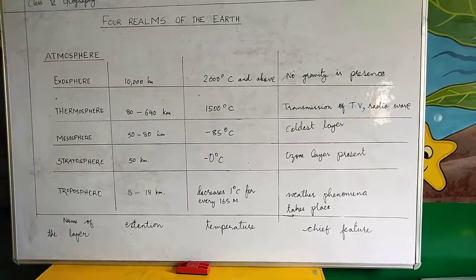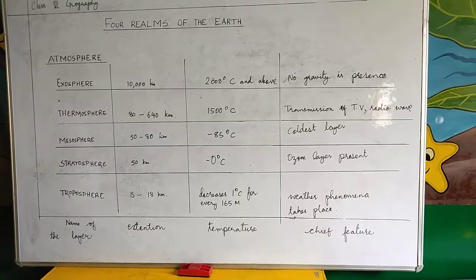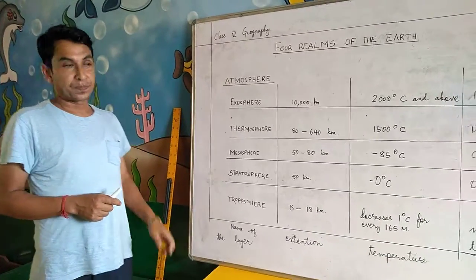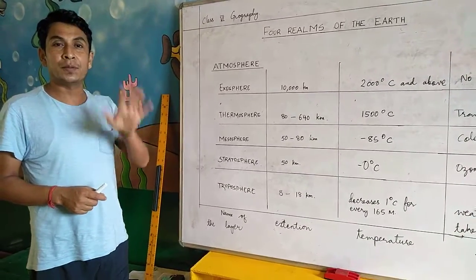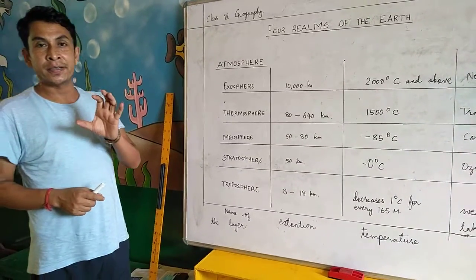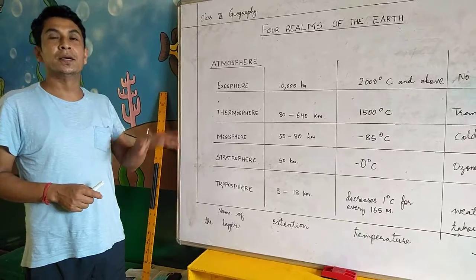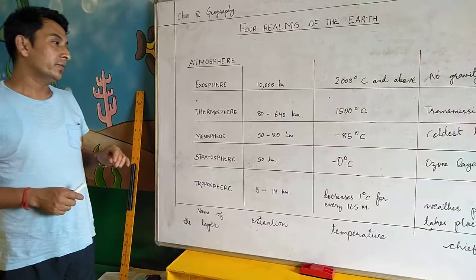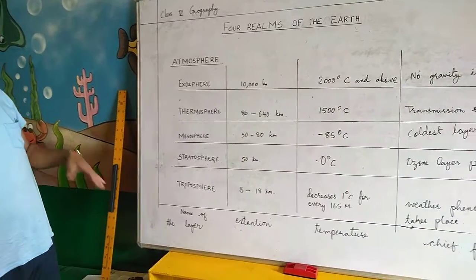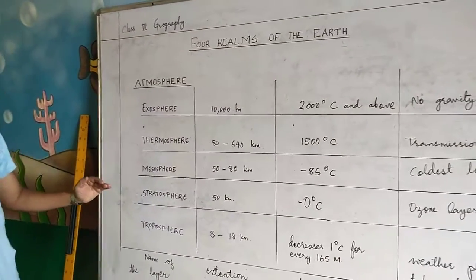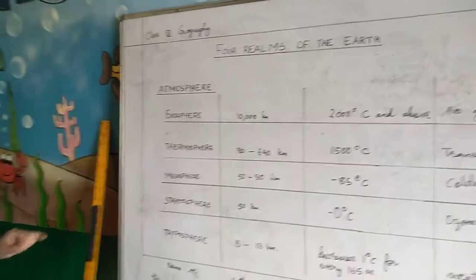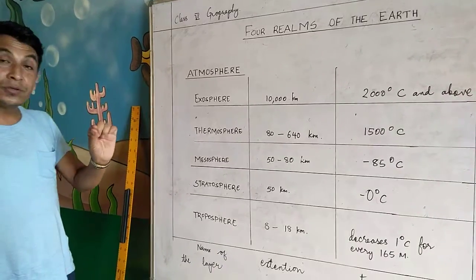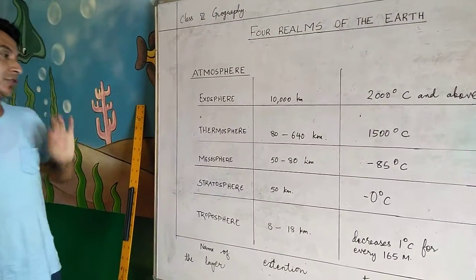Ozone layer is present in this layer. Ozone layer is also known as the protective layer, as the sun's very harmful rays, which are called ultraviolet rays, can be reflected from the ozone layer. So ozone layer acts as a protective layer. Now there is a thin layer in between stratosphere and mesosphere, called stratopause, which acts as a boundary between stratosphere and mesosphere.